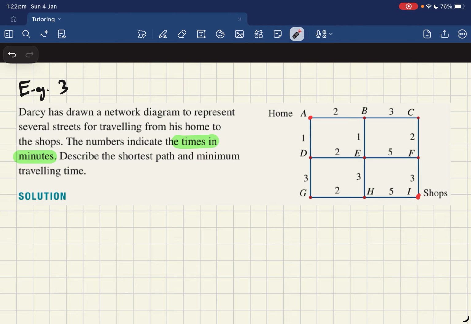So you can pause the video and just have a go on your own, but we can pretty much see that if we take this particular way, we're just going to try a couple. If I do A, B, C, F, I, that's 5 plus 5, that gives me 10. If I try another one, we have 2 plus 1, that's 3, plus 5, 8, plus 3, 11. Okay, that doesn't work.